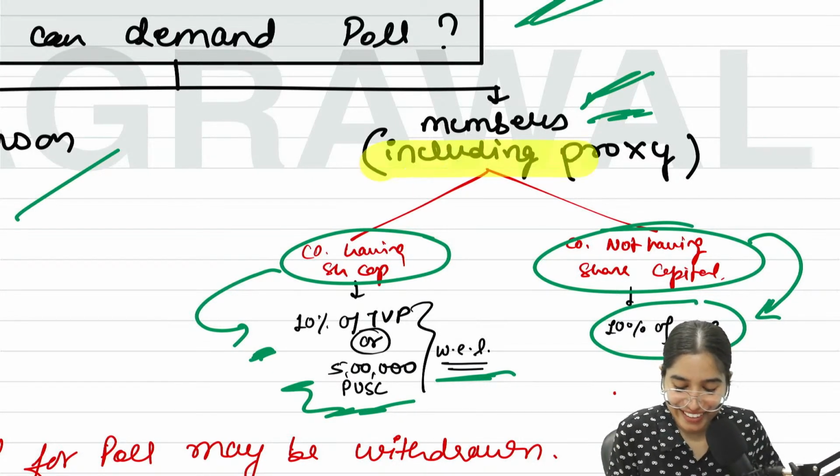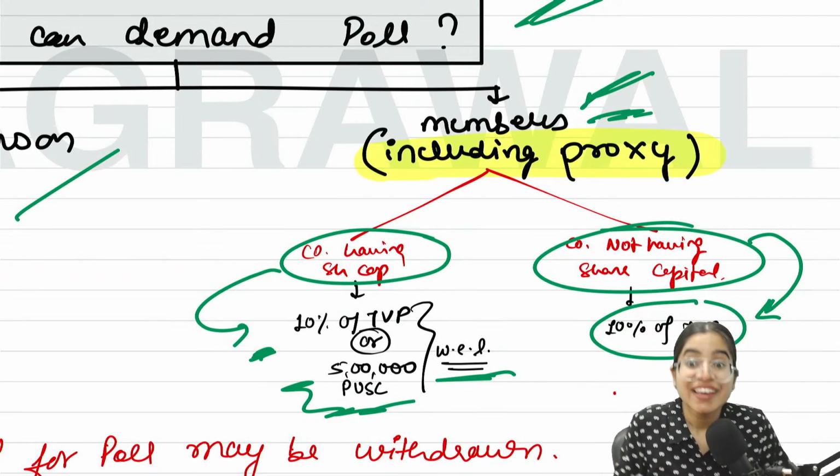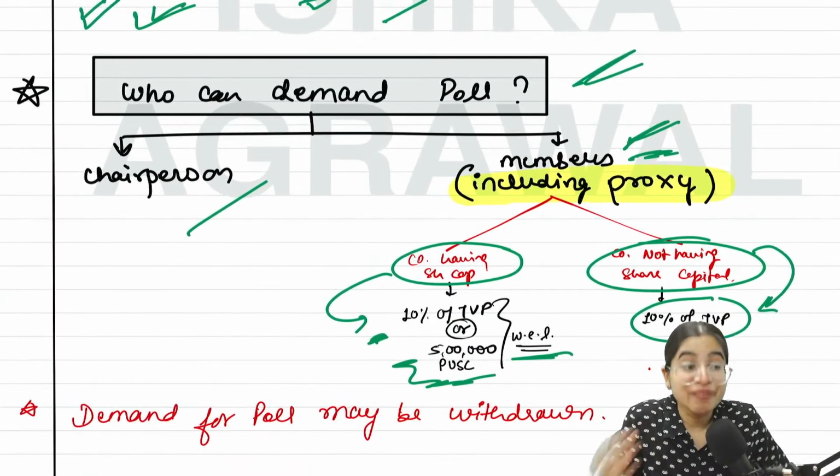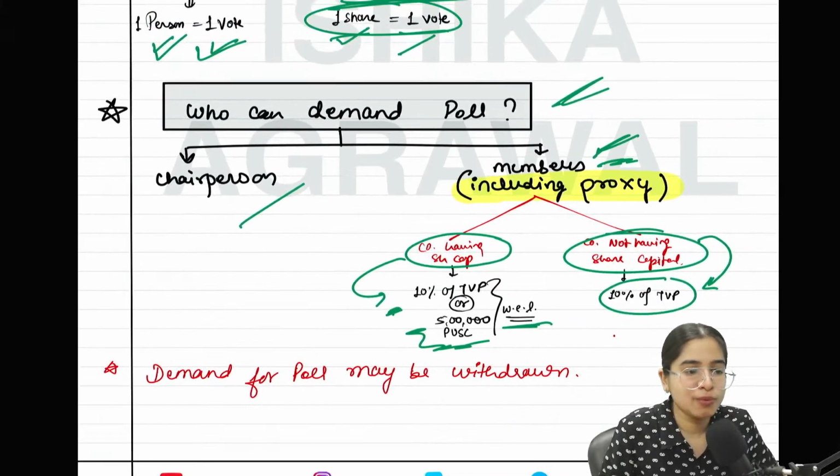And here I have written including proxy, which means even a proxy has the right to demand a poll. I hope you are getting this point.